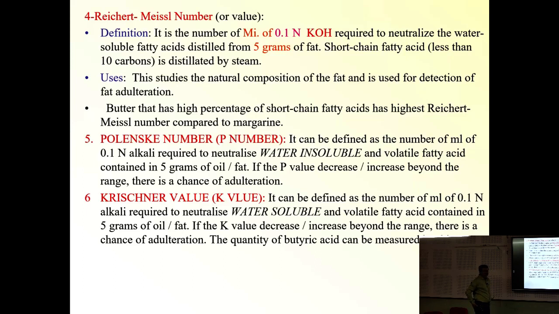Now, butter has a high percentage of short chain fatty acids, so it has a higher RM number compared to margarine. P number means Polenske number. The P number can be defined as the number of ml of 0.1 normal alkali required to neutralize the water insoluble and volatile fatty acids obtained from 5 grams of fat or oil. If the P value decreases or increases beyond the range, there is a chance of adulteration.